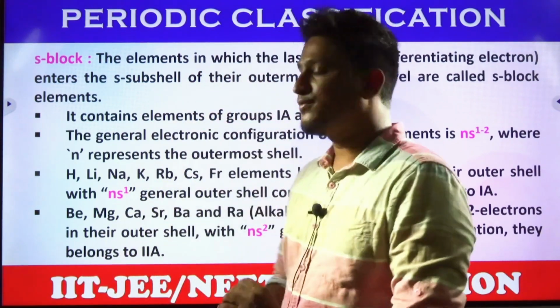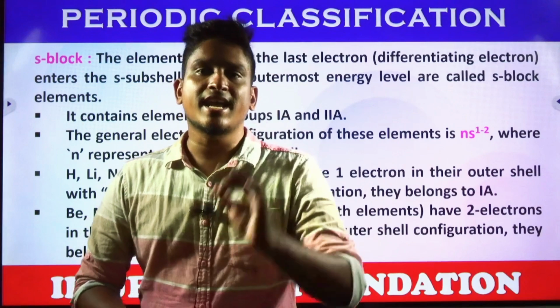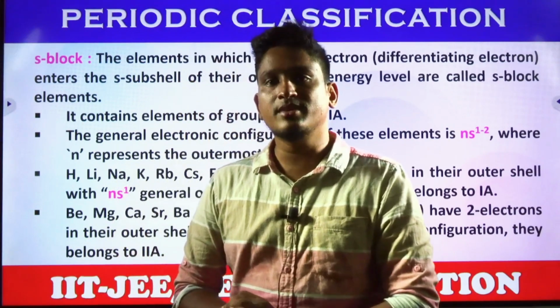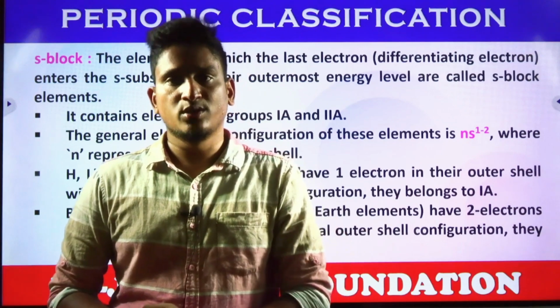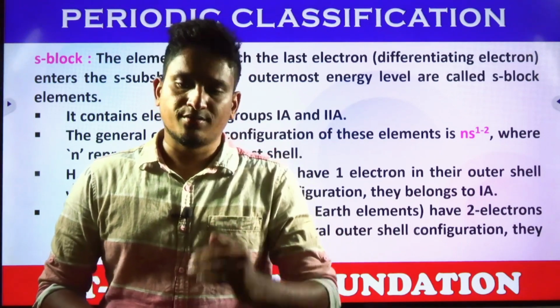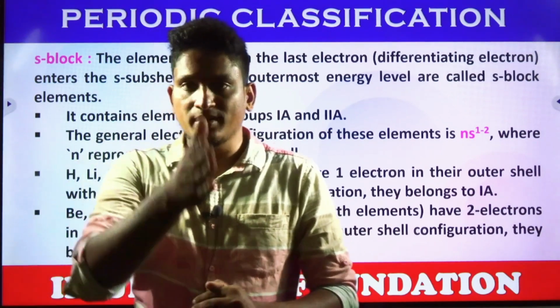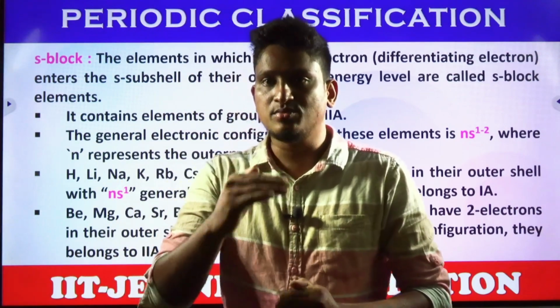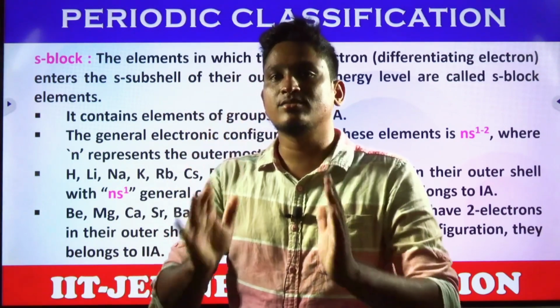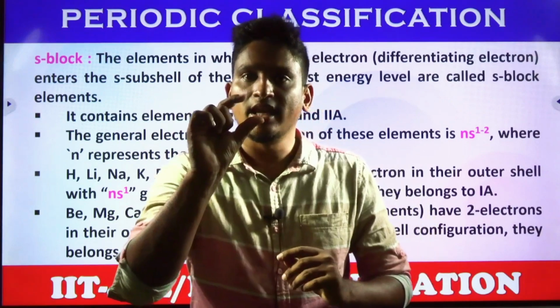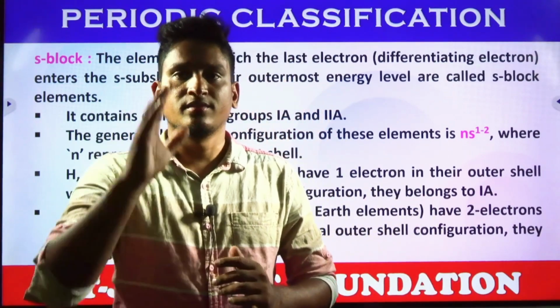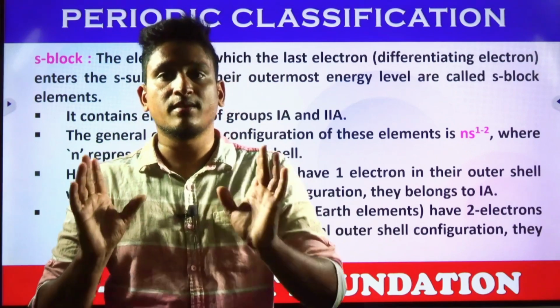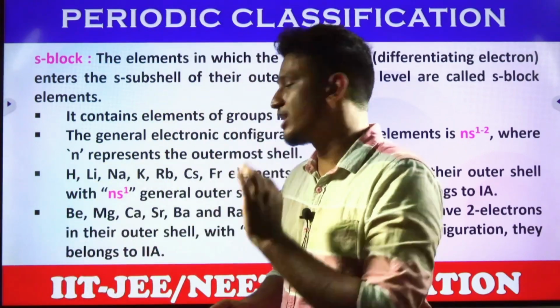What is the general configuration? The general configuration is ns1. Yes or no? What is hydrogen's configuration? 1s1. Lithium configuration? 2s1, 3s1, 4s1, 5s1, 6s1. So what is common in all these elements? s1, s1, s1, s1. All have ns1. In general, ns1, where n means any period number: 1s1, 2s1, 3s1. n means the number of the last shell, the valence shell.